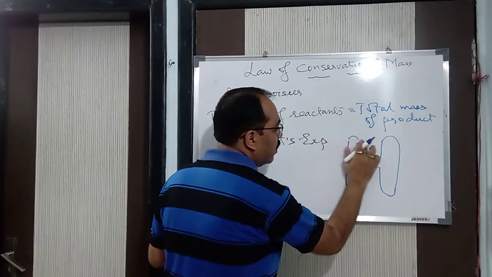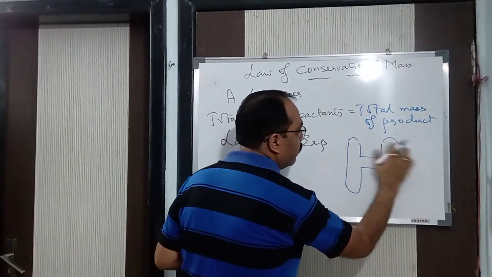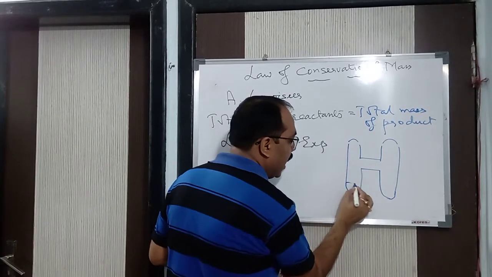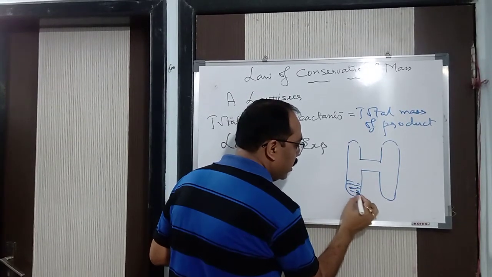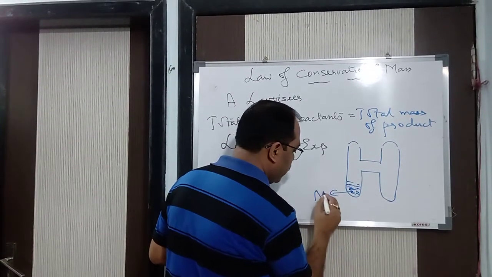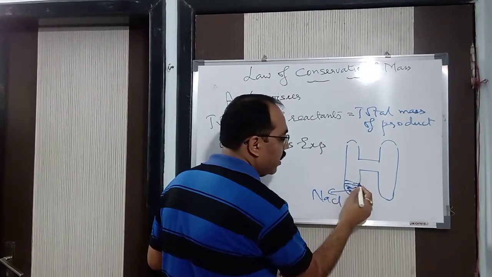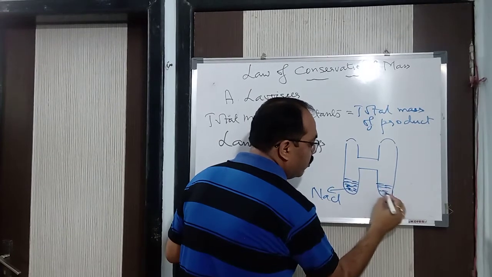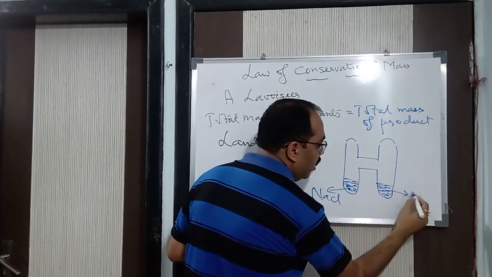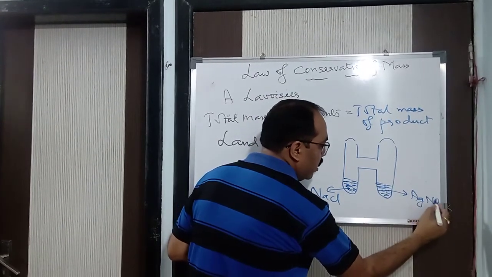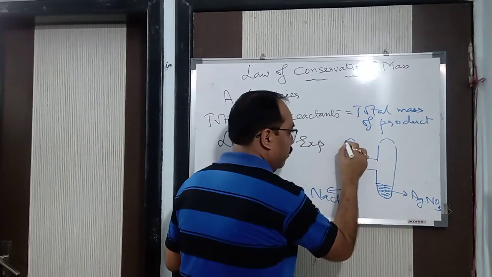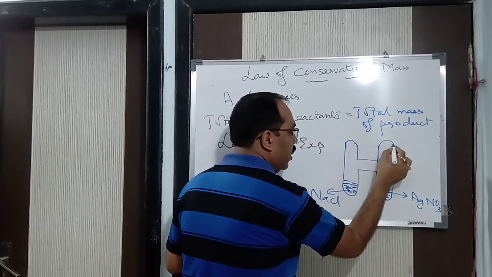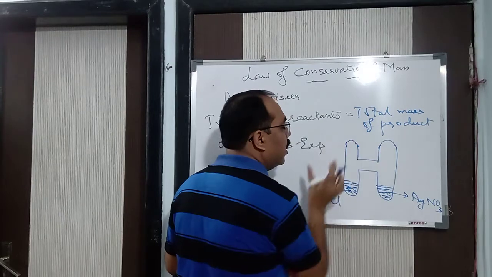Now here an opening is there, of course an opening is there in both limbs. Through this opening I am going to add NaCl, sodium chloride solution, in this particular limb. Now in this limb I am going to add silver nitrate, AgNO3 solution.